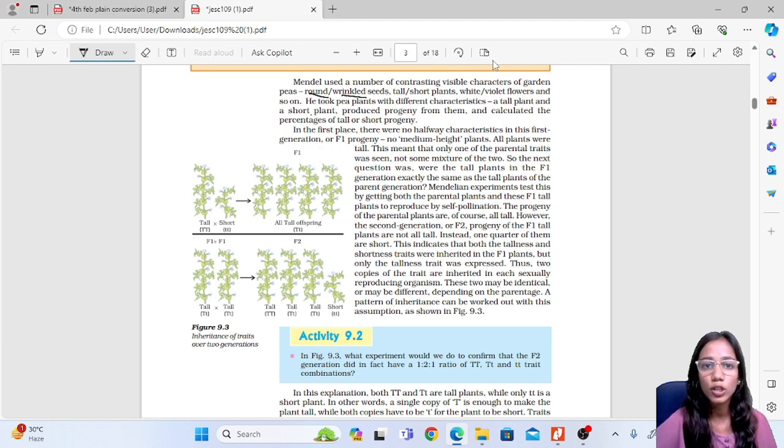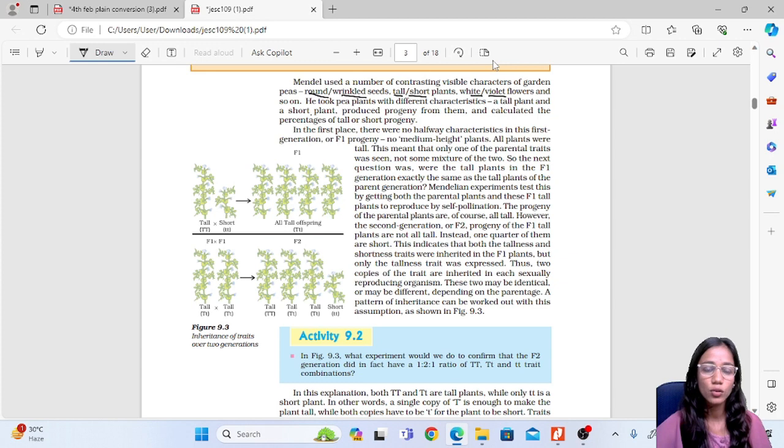Also the height of the plants, it had tall and short plants. Then the color of the flowers, that was white and violet flowers. So he saw that there are different versions of the characters, and there are many characters. There were around 7 characters.